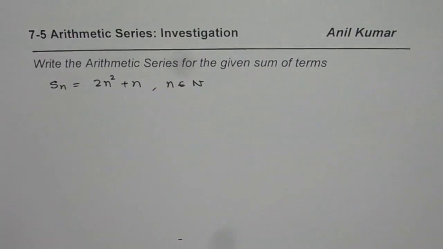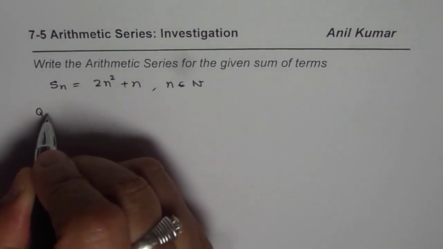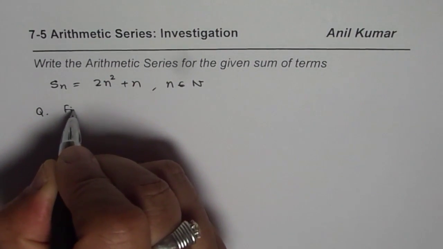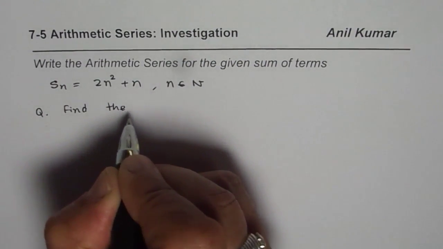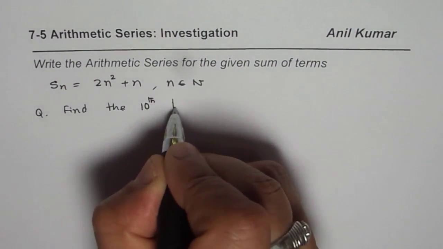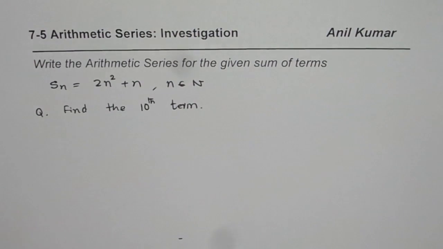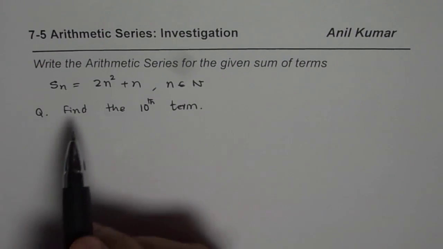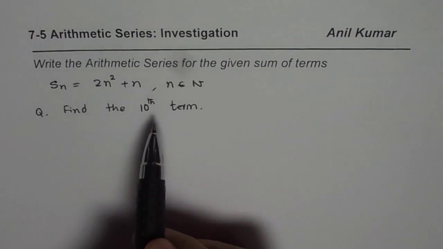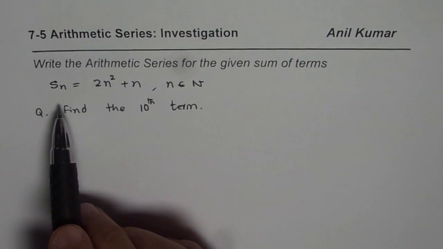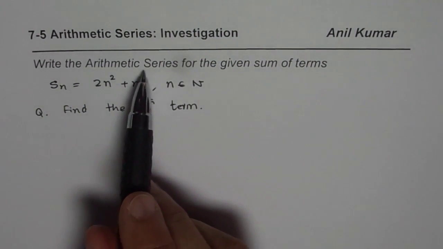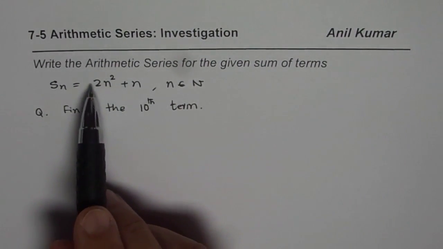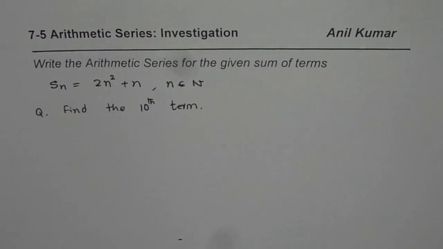Correct. Now the first question for you is, find the 10th term. Can you help me answer this question? It's not an easy question. It's a kind of difficult question. How do you find the 10th term if I tell you that in general the sum of the terms in this arithmetic series is 2n square plus n?